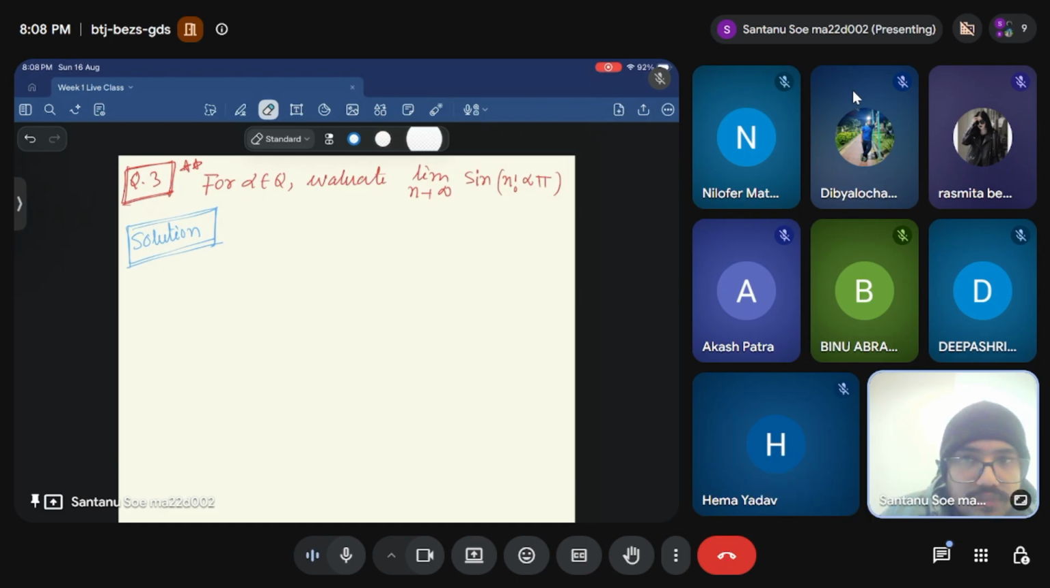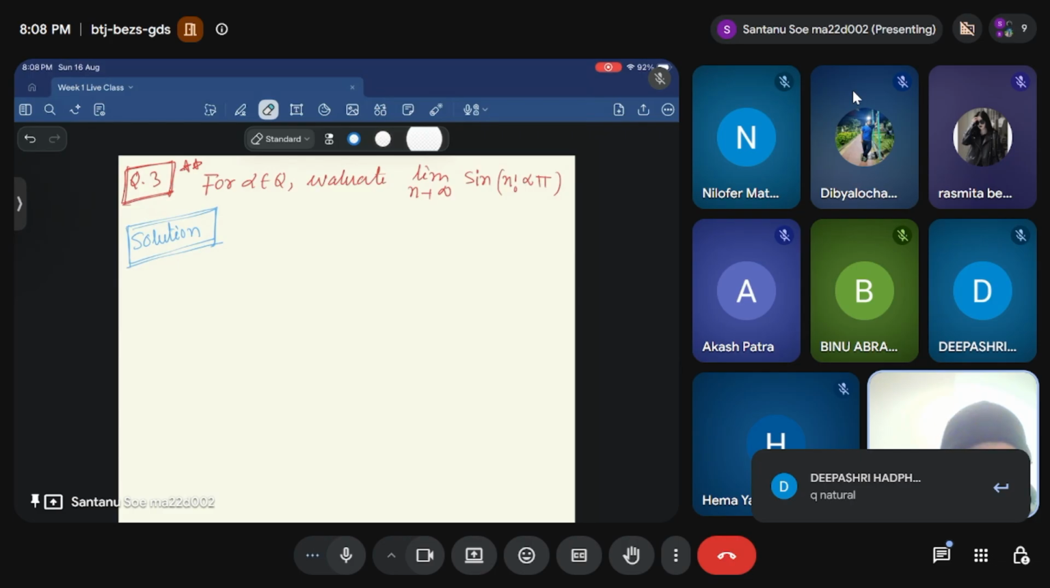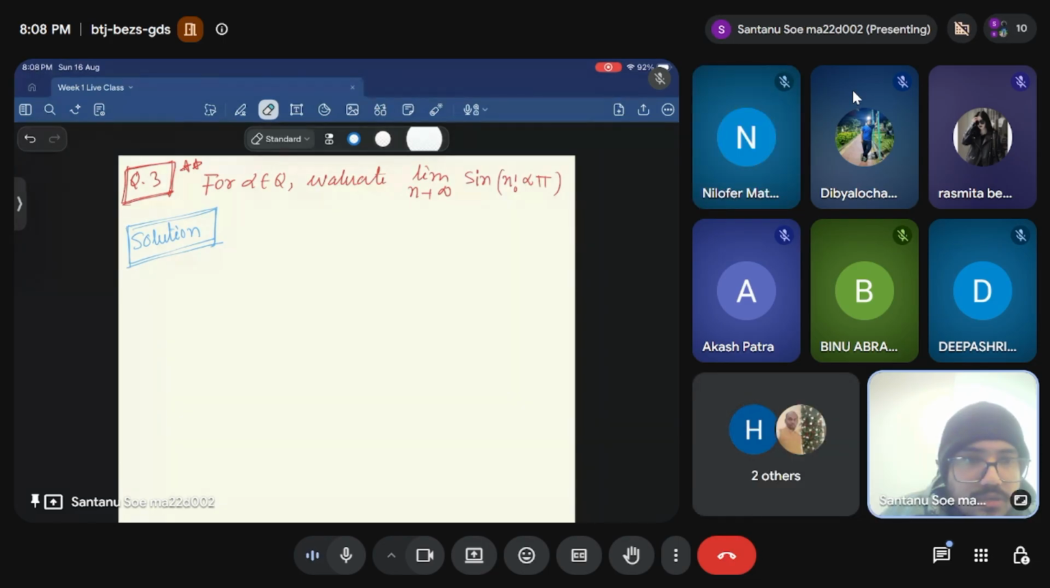Yes, of course, because alpha is a rational number, so alpha can be written like p divided by q, where p is an integer, q is a natural number, and then what's the next step?